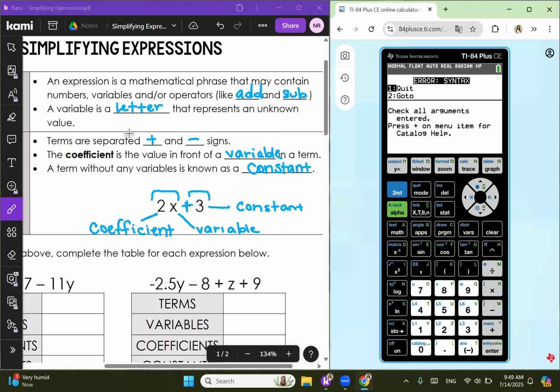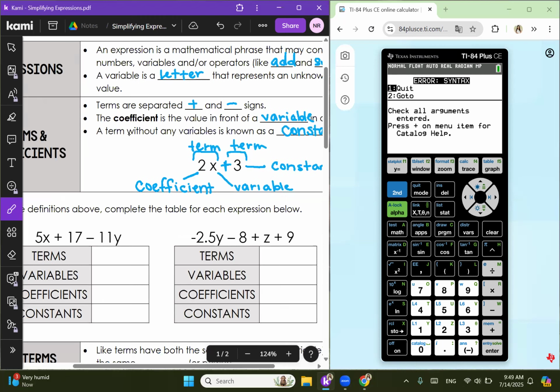Now, if you feel like I'm going too fast, you can always watch this all over again at home. Feel free to change the playback settings, slow it down, speed it up, whatever you would like. So this is term one and term two.